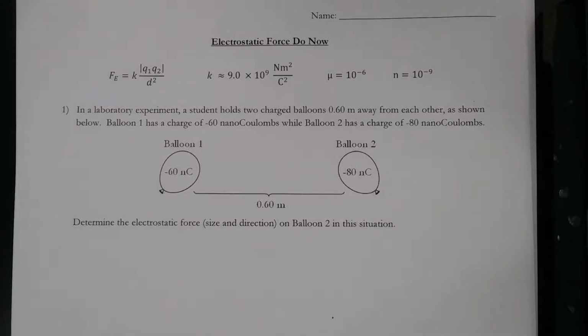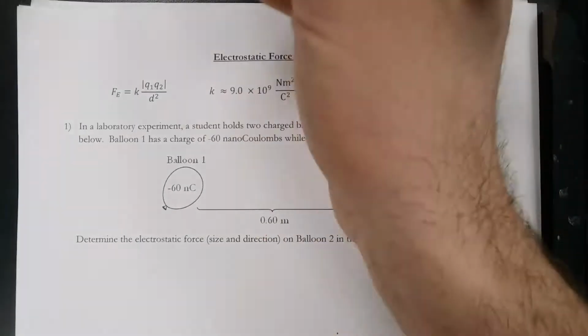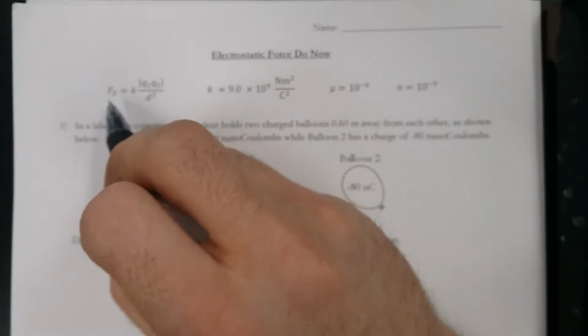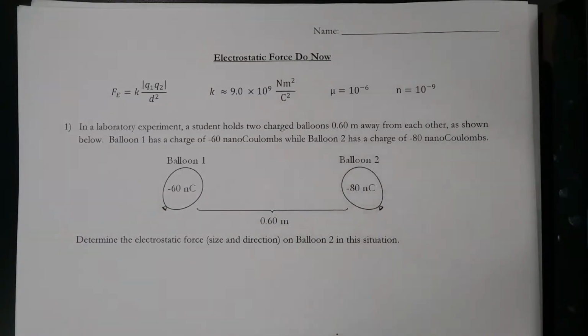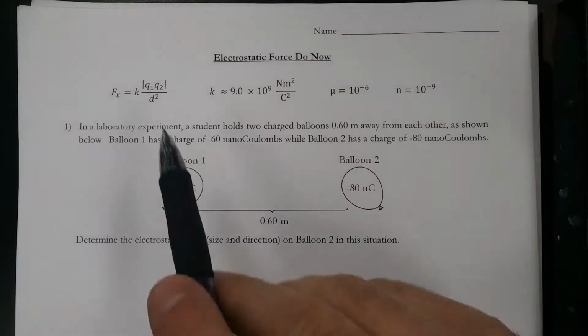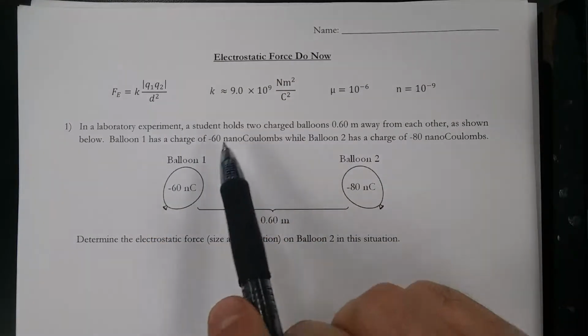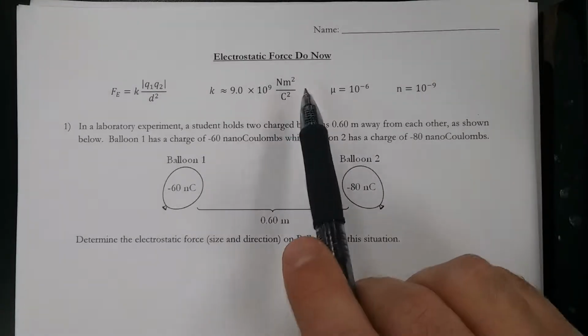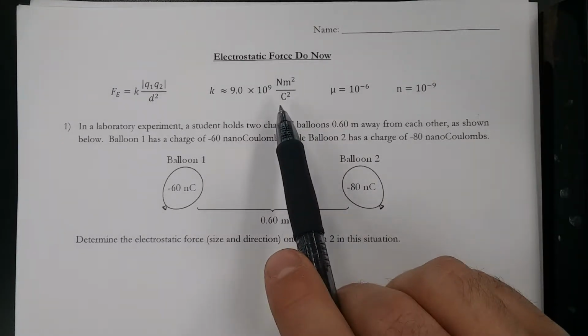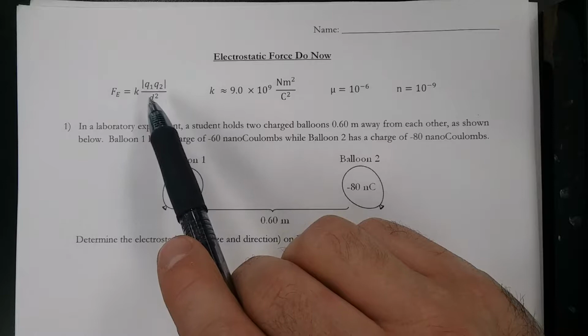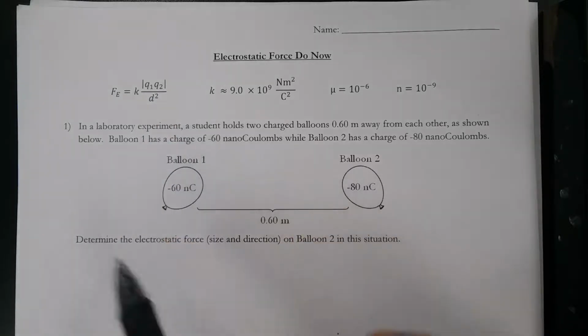I am talking about this balloon problem to make sure that we're feeling good about the electrostatic force. Now, in the electrostatic force, we are talking about the force that two charges can repel each other or attract each other with. Those two charges get multiplied together up top, and we use the electrostatic constant, 9 times 10 to the 9th, Newton meter squared over Coulomb squared. And then we divide that by the distance between those two squared.